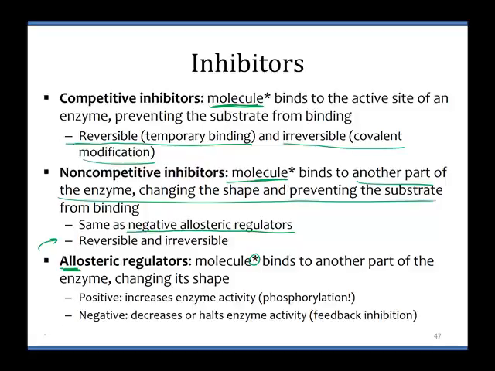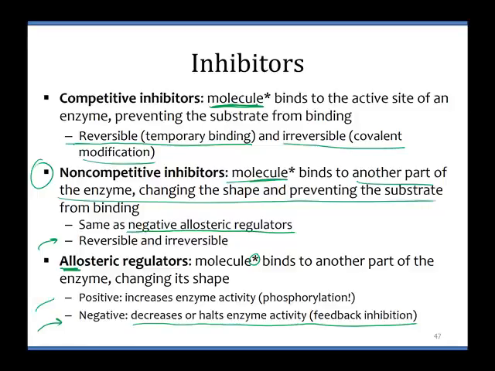We can have negative allosteric regulators. These decrease or halt enzymatic activity, and this is the exact same thing as a non-competitive inhibitor. So a negative allosteric regulator binds to another part of the enzyme and decreases the enzyme's activity. That's the exact same thing as a non-competitive inhibitor.